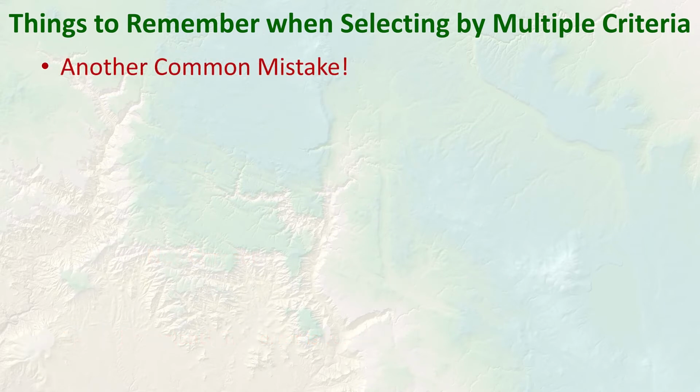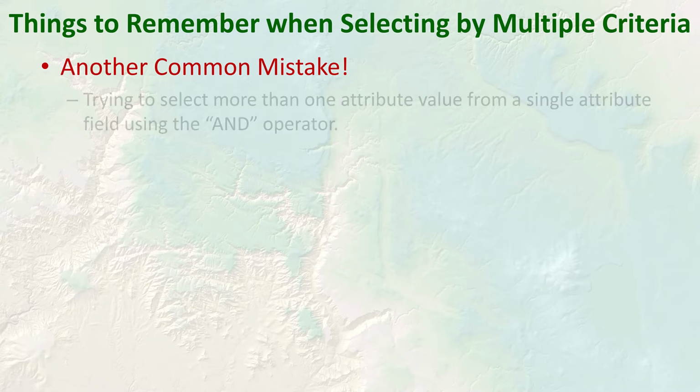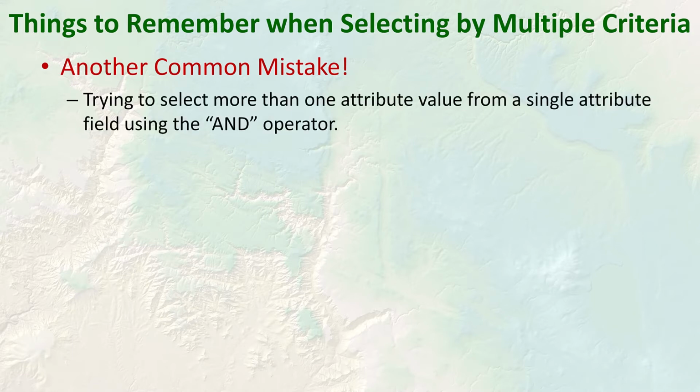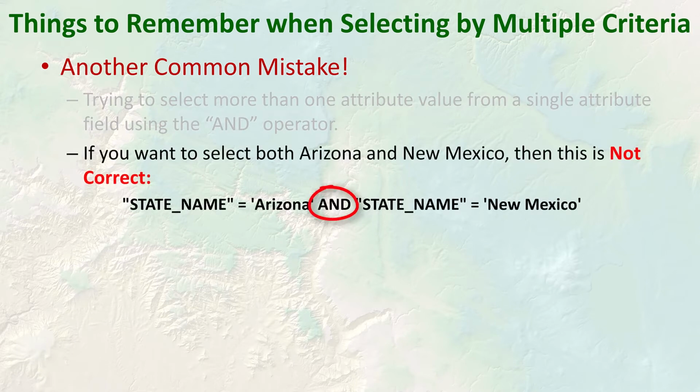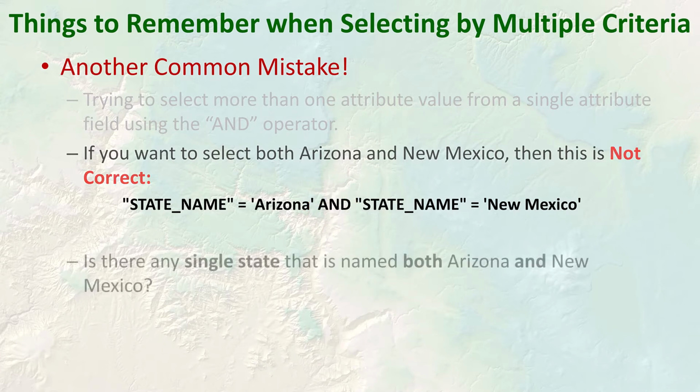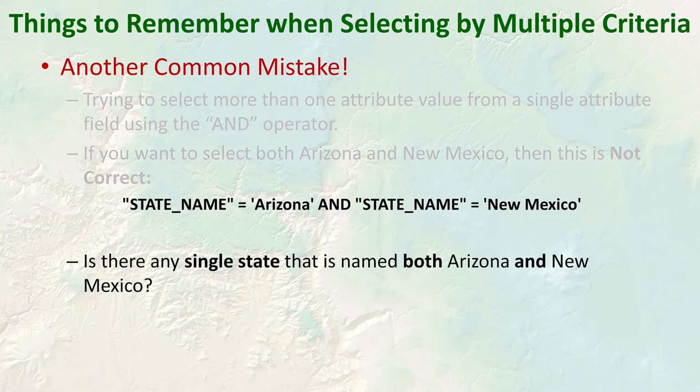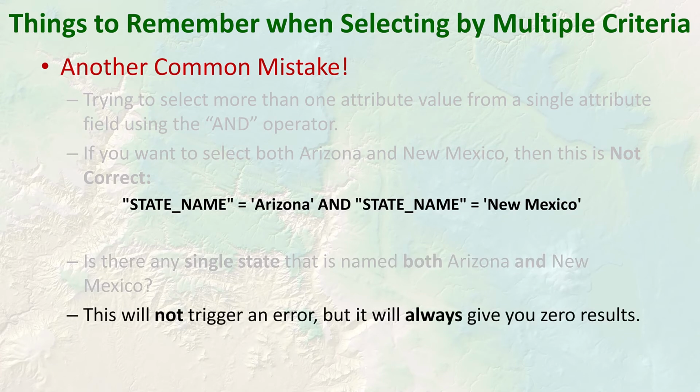Now here's another common mistake. This one's even worse because the last one we talked about will actually raise an error message. This one won't. So if we want to select both the state of Arizona and the state of New Mexico, we would not say state name equals Arizona and state name equals New Mexico. How many single states are named both Arizona and New Mexico? And like I said, it's not going to trigger an error, but it'll always give you 0 results. So got to be real careful with this one. People make this mistake all the time. Even I make it every once in a while.